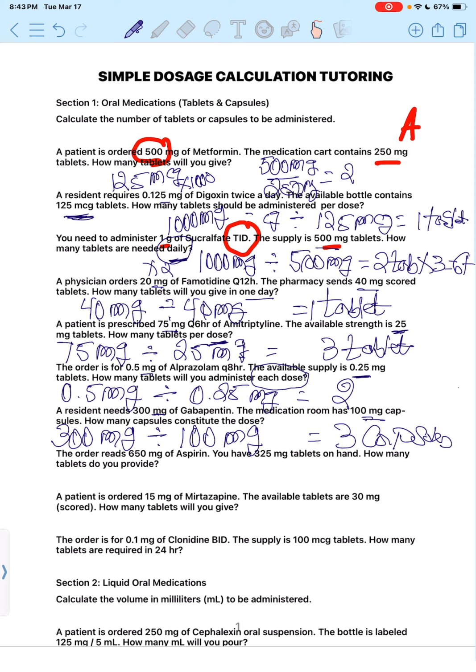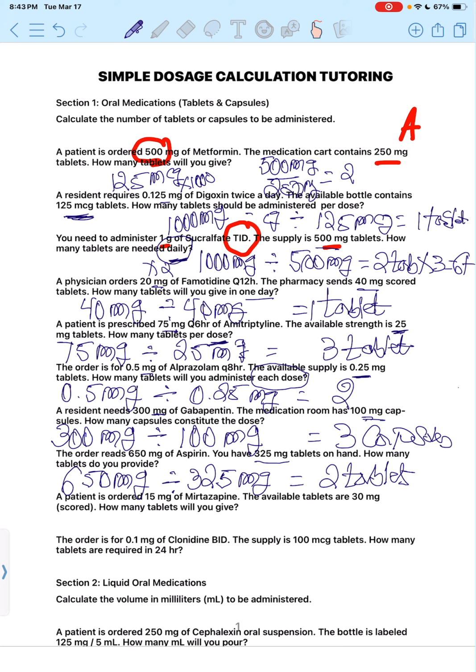Not your available divided by your order. No. So the order reads 650 milligram of aspirin, but you have a home dose of 325. That is your order, divided by your available, which is 325 milligram, times 1 tablet. You have 2 tablets.